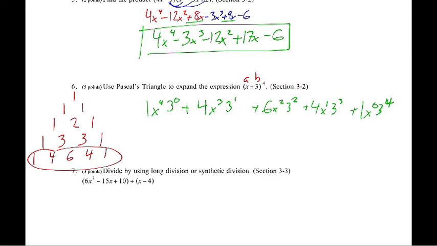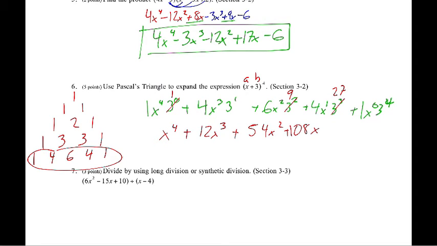So going through and cleaning up those terms, again, every time we see something to the 0 power, that's just 1. So the first one is 1 times x to the fourth times 1, so that's just x to the fourth. The next group is 4 times x to the third times 3, or 12x to the third. Next group, 6 times x squared times 3 squared, which is, as we said earlier, 9. So 6 times 9 is 54x squared. Next group, 4 times x to the first times 3 to the third, or times 27. So 4 times 27 is 108, so we got 108x.